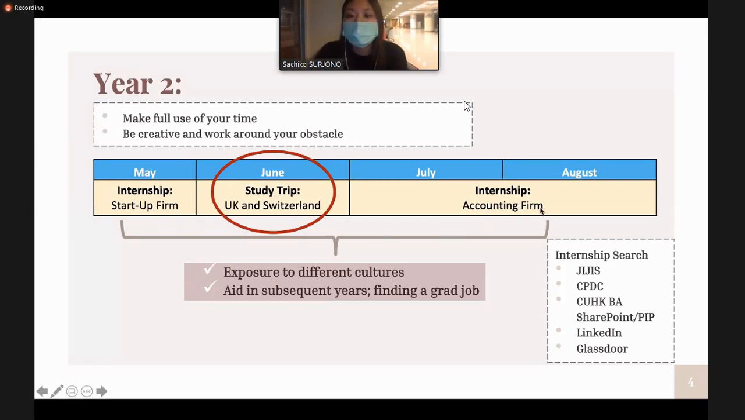And also for this accounting firm one, because I was in my second year, most accounting firms won't accept you in your second year. They would only prefer if you were a third year student. So I actually got it through participating in one of their competitions. And then I won the competition, and that's how I got the internship. I'm not sure if that's what you're referring to. Did I answer your question?